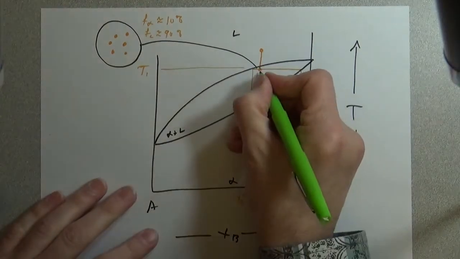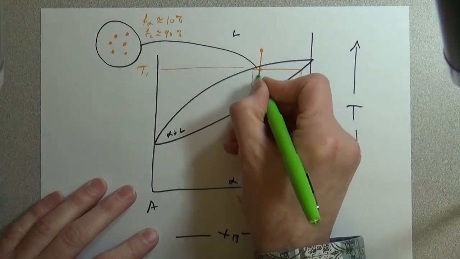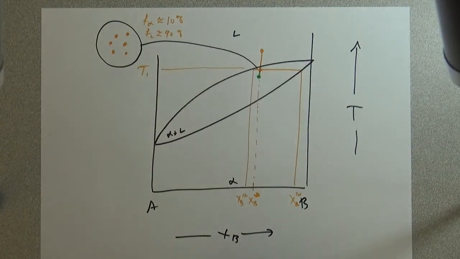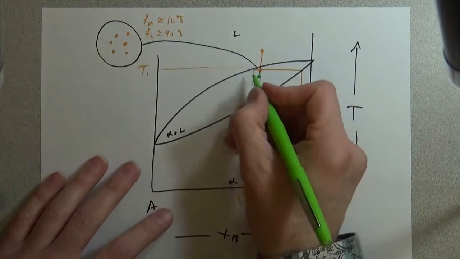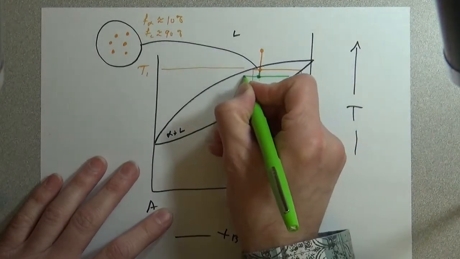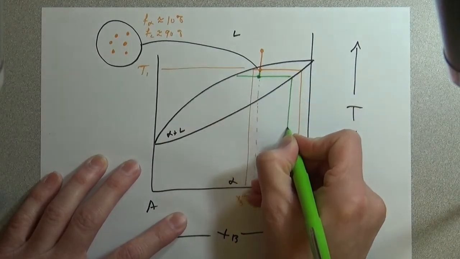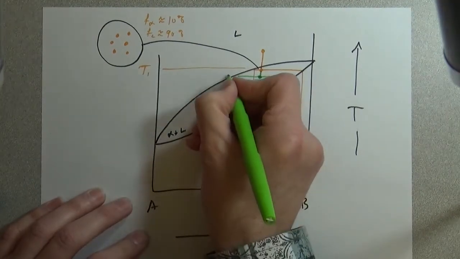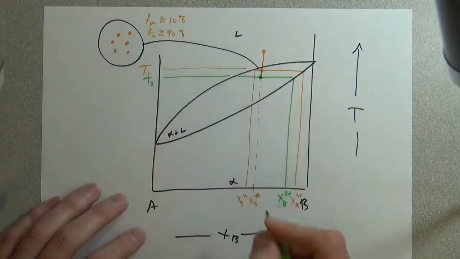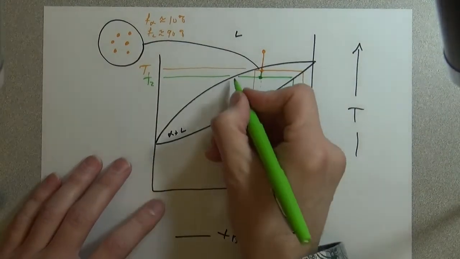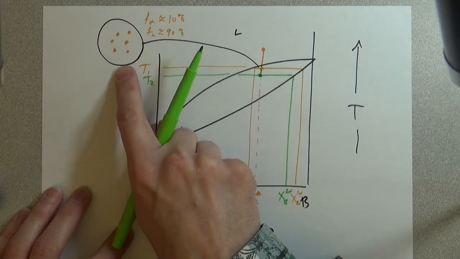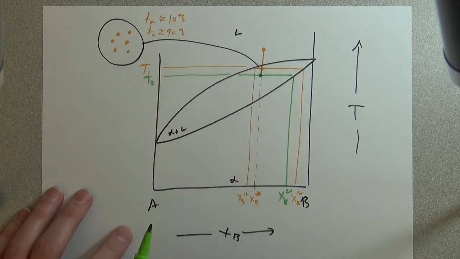down to here, we can determine the composition of the solid that precipitates out of the liquid by drawing our tie line. And the solid coming out is XB2 alpha. This is temperature T2. But we are saying this is not in equilibrium. We're going to talk about kinetics and how they impact the structure.